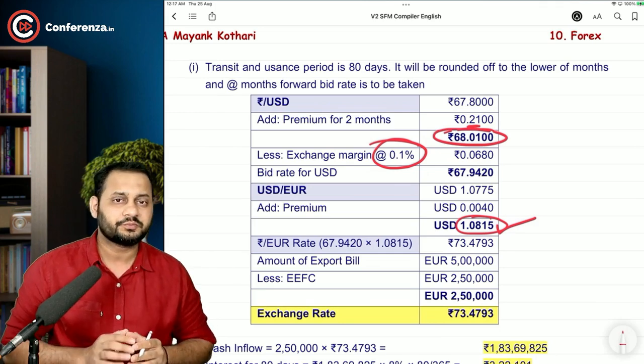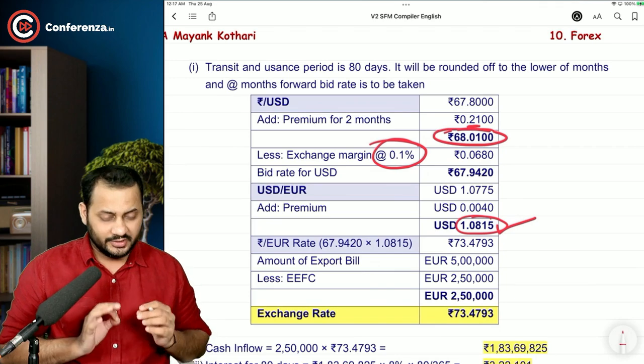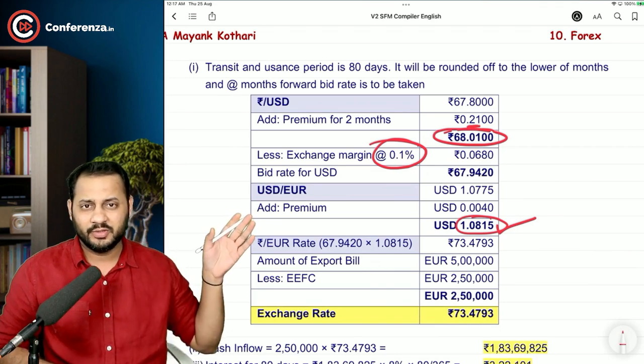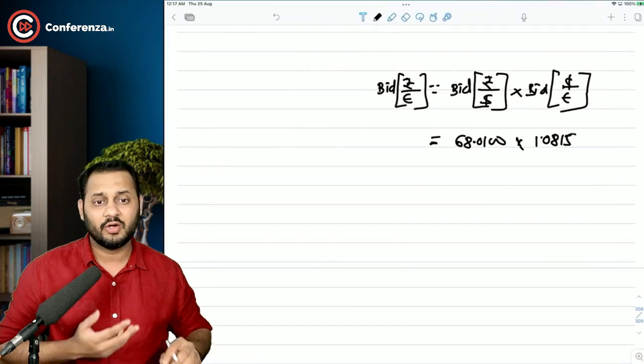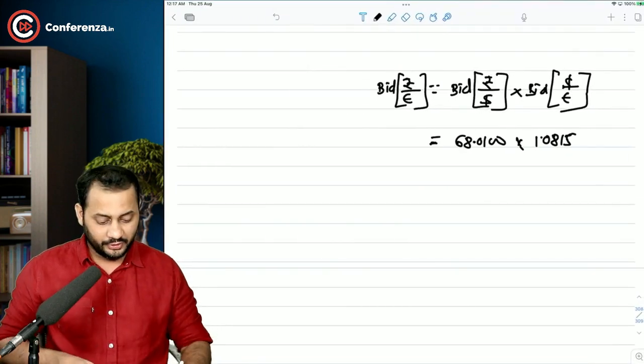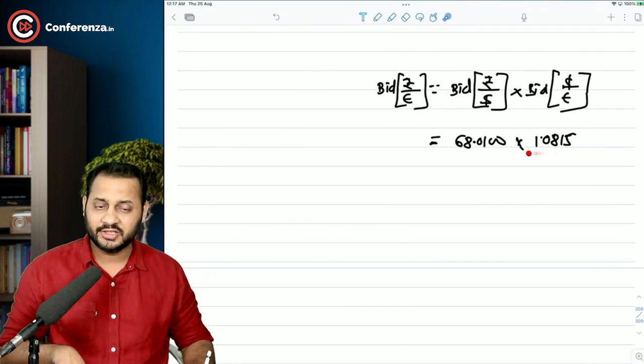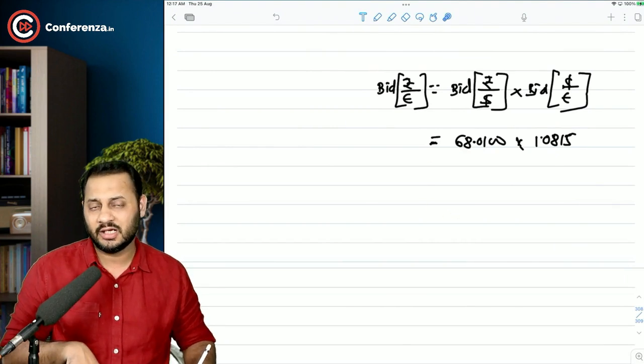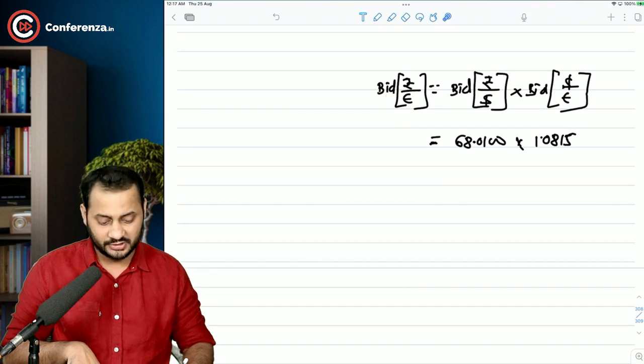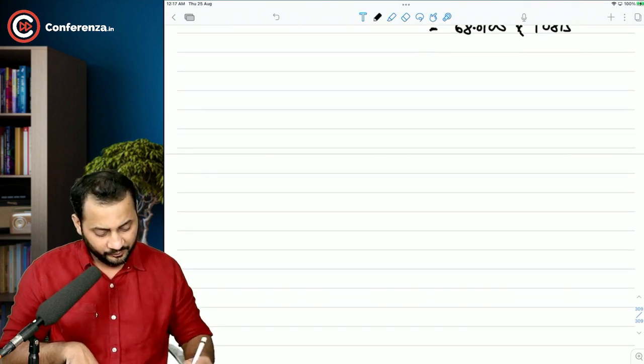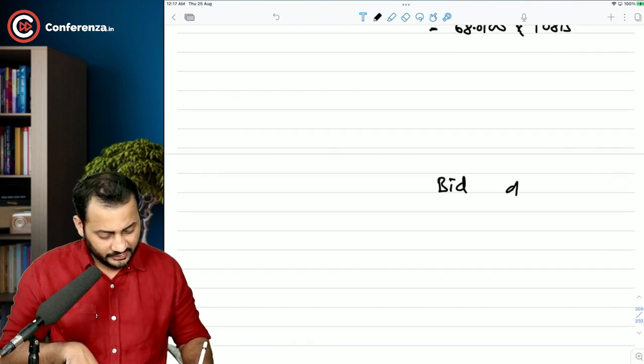First thing. Second thing, you should be very clear. So this much ambiguity will be there. I am not sure now what I should do. According to me, we should calculate the cross rate and at the end we should add or less the margin. Since this is a bid rate, we are going to deduct the margin. If you remember the forward margin, this is bid and this is ask.